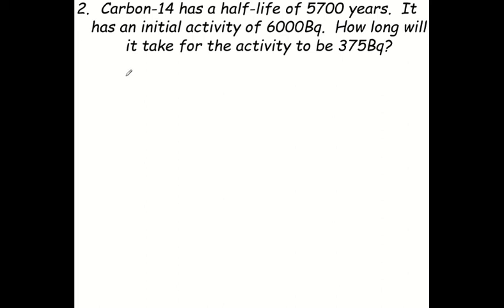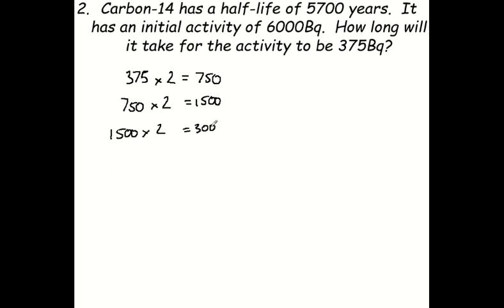So one way we can do this, and there are more than one way you can do this, but one way that we could do this is to do the reverse of what we've done. So 375 times 2 would give us 750. Then we can do 750 times 2 is 1,500. 1,500 times 2 gives us 3,000, and then 3,000 times 2 gives us 6,000. So that's our initial count again. So then we can just count up, so that's going to be 1, 2, 3, 4. So the answer then is 4 half-lives.